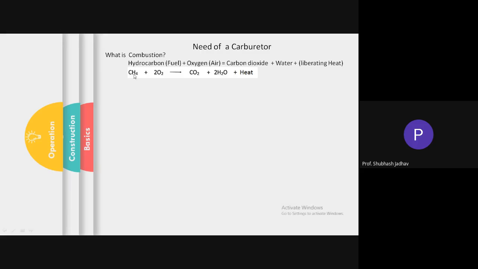So basically it is like this. Chemically written, this is the hydrocarbon, and we have here the oxygen. When combined, we get carbon dioxide and water. So C gets converted to CO2 and H gets converted to H2O. And this process is exothermic in nature, and therefore it liberates heat. So this is a combustion process. And what we are trying to understand is why a carburetor is required.